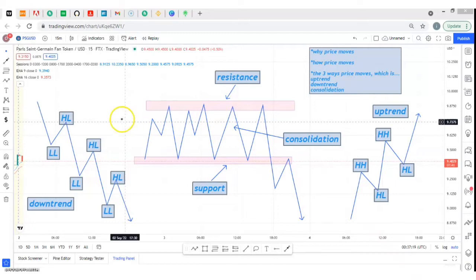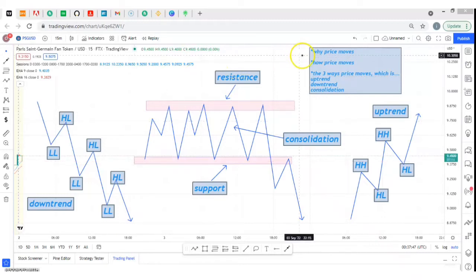So yeah, today we're talking about the easiest way to analyze the charts, whether it is crypto, stock, or anything. Charts is charts. As far as technical analysis is concerned, you could do it anywhere that has charts. So yeah, when analyzing the charts, the first three things you should pay attention to are: number one, why price move; number two, how price move; and number three, the three ways price move, which is uptrend, downtrend, consolidation. So let's talk about why price move.